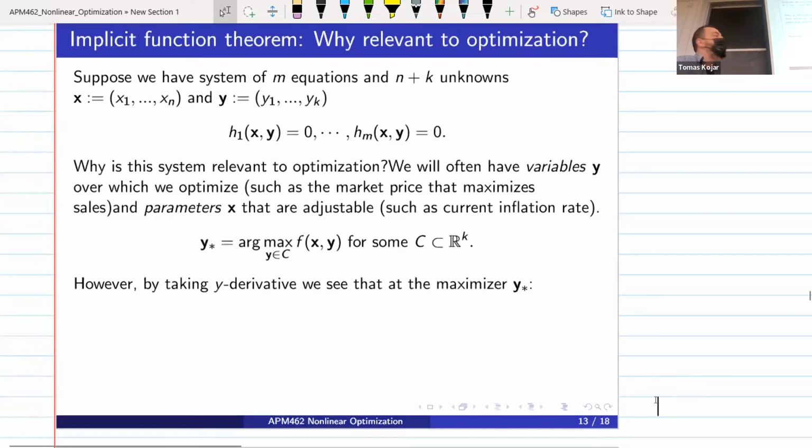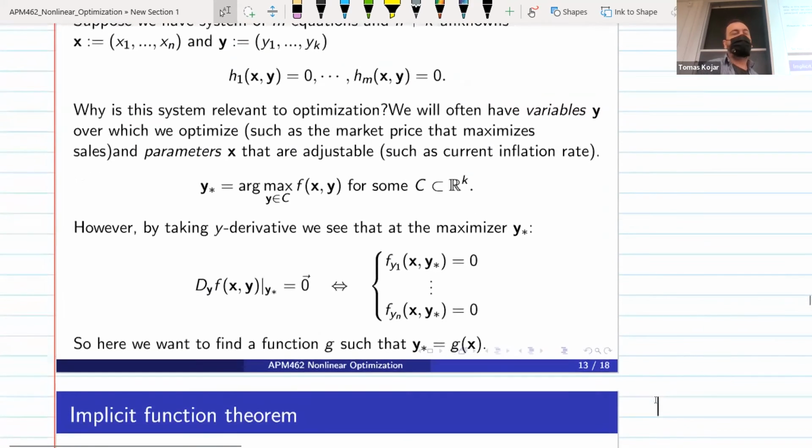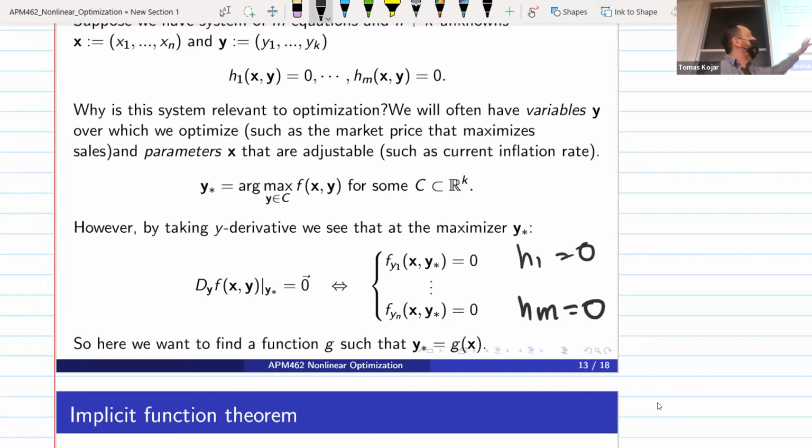So how do you get a system of equations? Take the y derivative. What do you know? You know that at y star, you're at the maximum, so the derivative is zero, right? So here's your system of equations: h1 equals 0, through hm equals 0. So you have a system of nonlinear equations. Is that okay? To find y star, you have to solve this system of nonlinear equations.